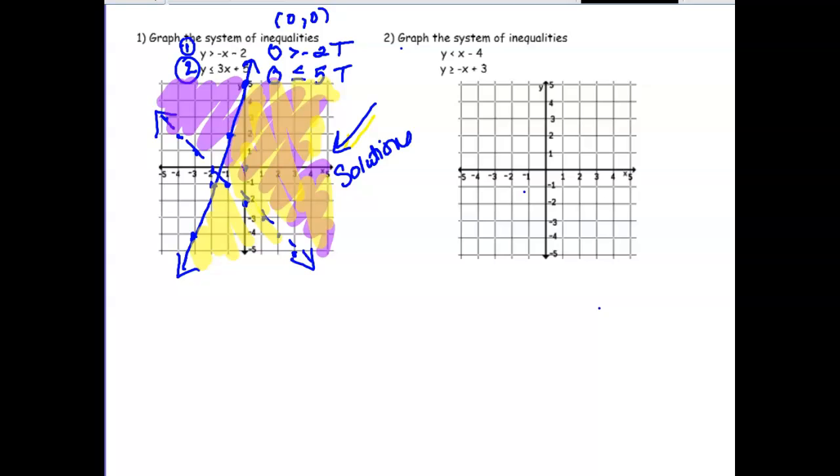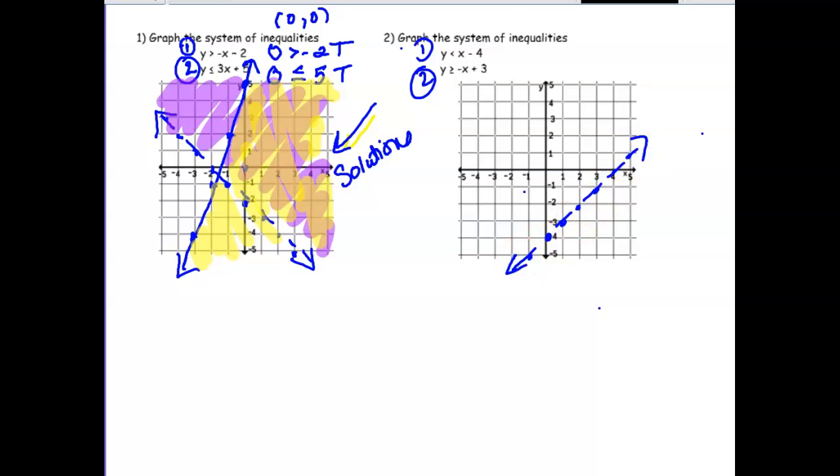If you guys want to pause and try number 2, they're both already in slope-intercept form. You can pause it, but I'm going to continue on. We start out with number 1 and number 2. So y is less than x minus 4. My y-intercept is -4. And then my slope is going to be +1. So it's going to look like this, and it's going to be a dashed line.